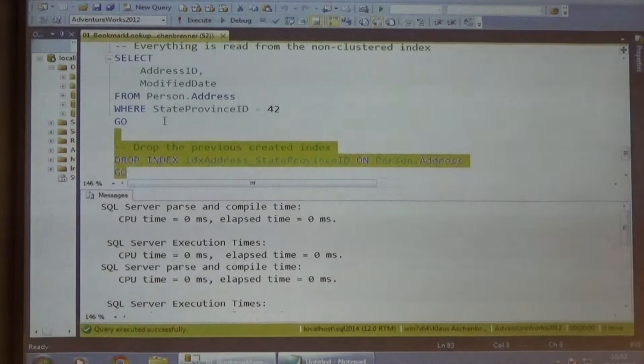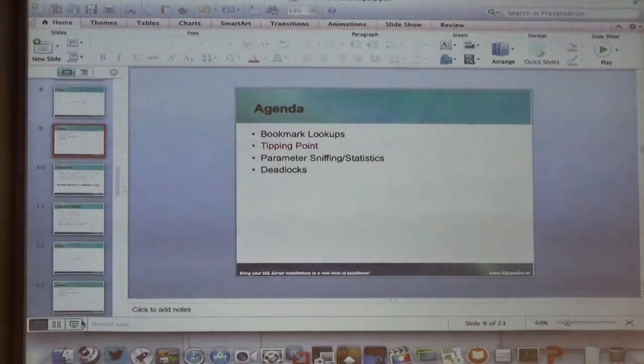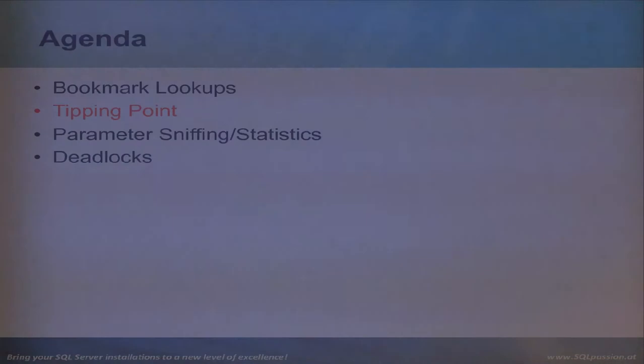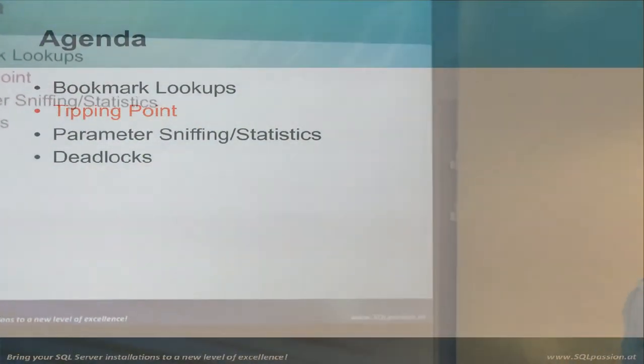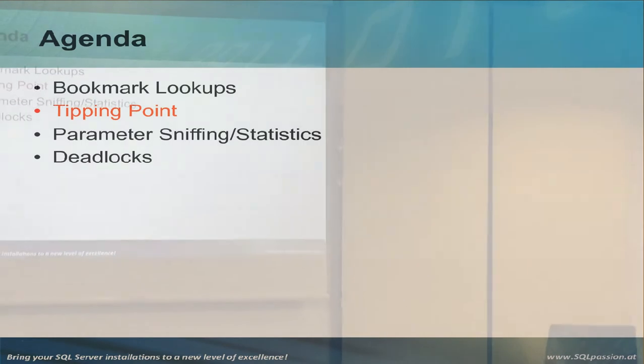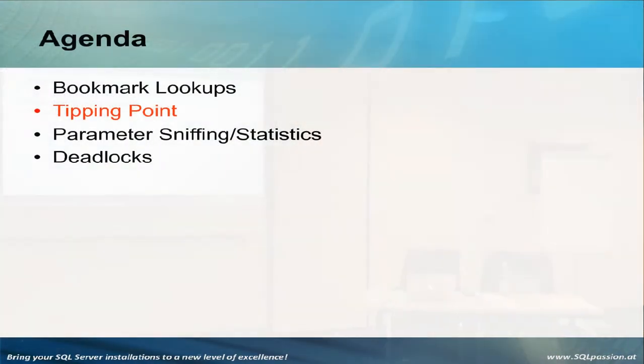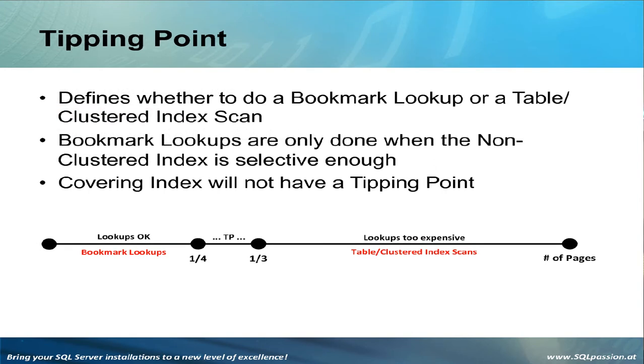So just a general introduction to bookmark lookups. As I have said, SQL Server has to perform that bookmark lookup for every record that we are returning. Imagine you are returning from a query 80,000 records from a non-clustered index. This means we have to perform that bookmark lookup 80,000 times for every record over and over again. Means such an execution plan gets very, very, very inefficient.